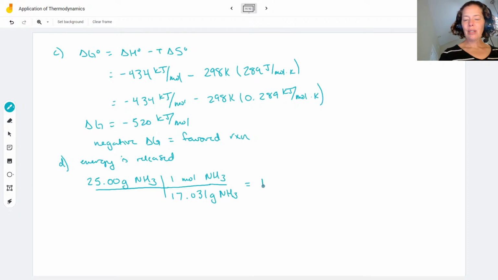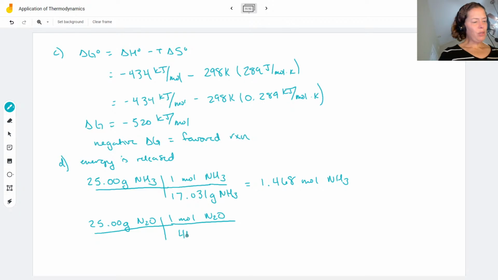Okay, so this gives us 1.468 moles of ammonia. And let's do the same for our dinitrogen monoxide. Just convert it to moles. That molar mass is 44.01320. This gives me 0.5680 moles of dinitrogen monoxide.